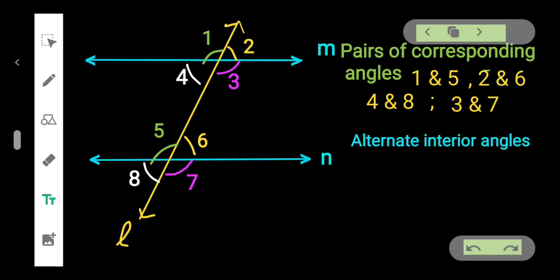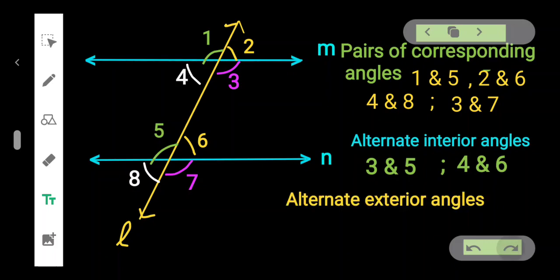Alternate interior angles are, just see, 3 and 5. 3 and 5 are the angles. One is on the left side and the second is on the right side. And these are between these M and N lines. It means in the interior, the alternate interior. When they are on opposite sides like this, you call it alternate interior angles. 4 and 6 are also alternate interior angles.